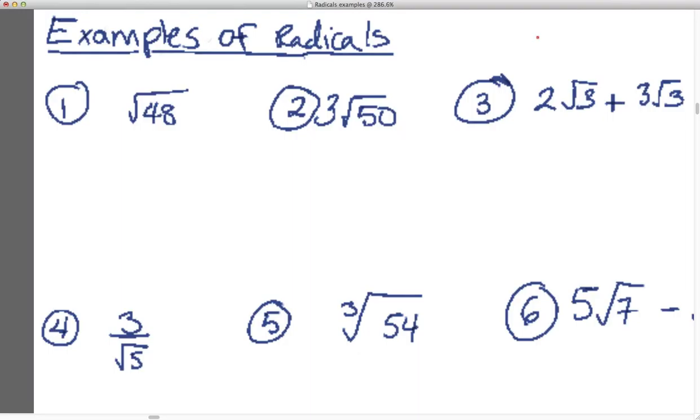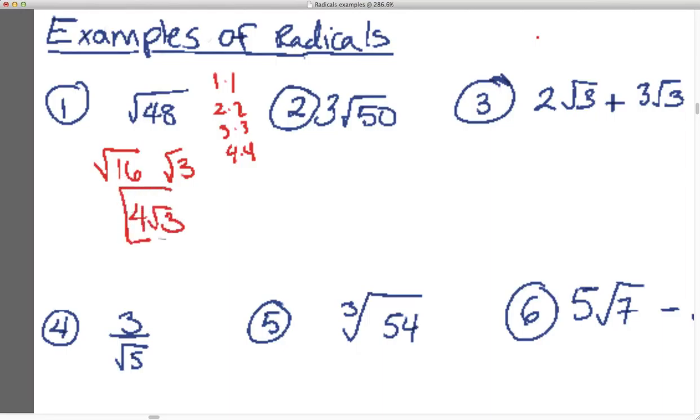The first example we have here is the square root of 48. In the square root of 48, you want to look for the highest perfect square that goes into here. And again, just a quick reminder, 2 times 2, 3 times 3, all those will give you the perfect squares. It seems like 4 times 4, which is 16, goes in there evenly 3 times. So you can separate that as the square root of 16 times the square root of 3. And then the square root of 16 is 4, and you get 4 root 3. And that's your answer. Okay?